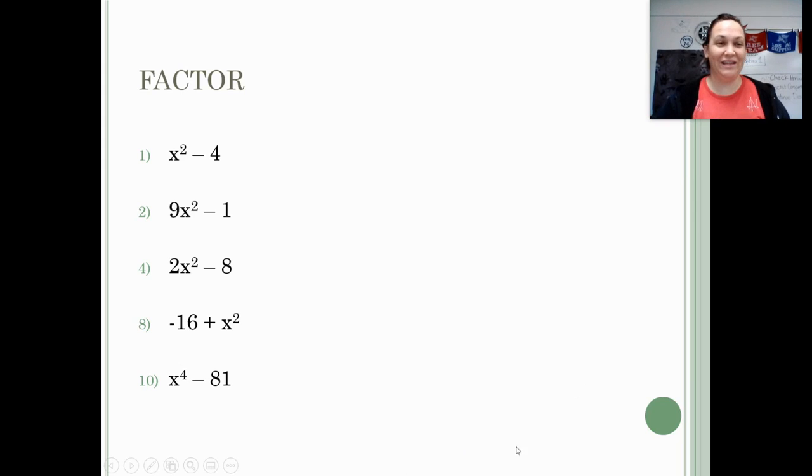Okay, let's see how you did. So for number 1, I got x plus 2 and x minus 2. And again, you could flip-flop that. You could put x minus 2 first and x plus 2 second, and that would be okay. What you can't flip-flop is the x and the 2. The x has to come first and the 2 has to come second.